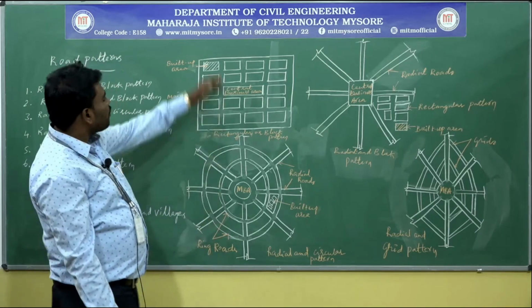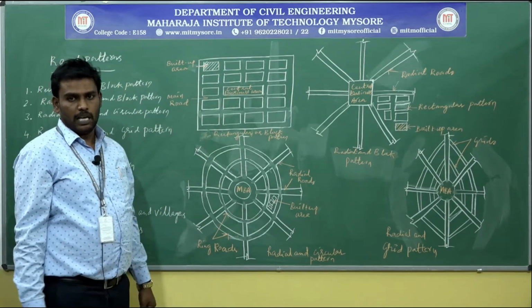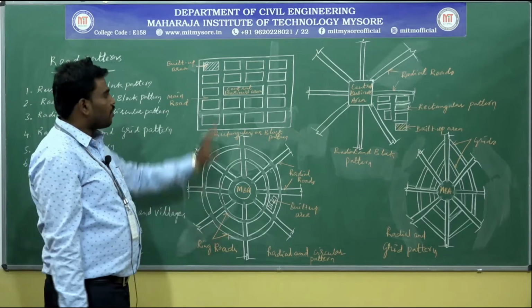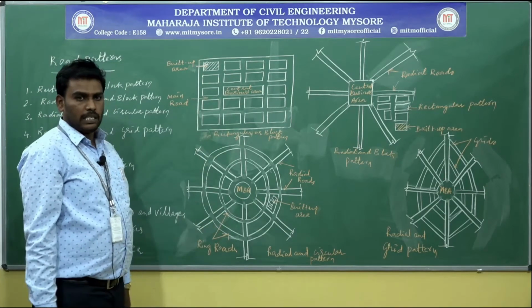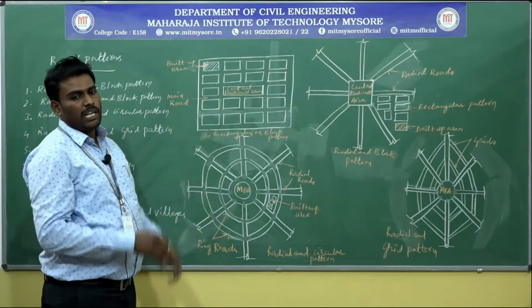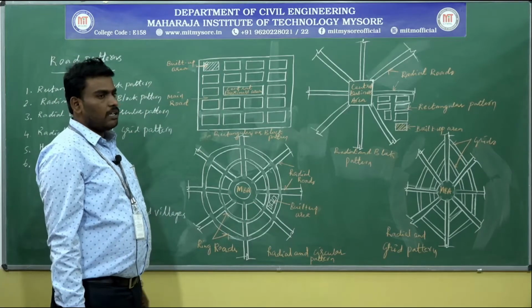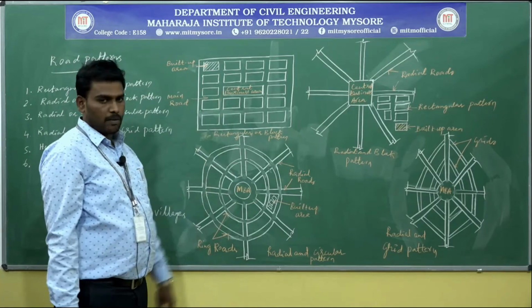The best example for this rectangular pattern is Chandigarh city. There the whole area is divided into a number of rectangular plots. That is the rectangular pattern or block pattern, number 1.